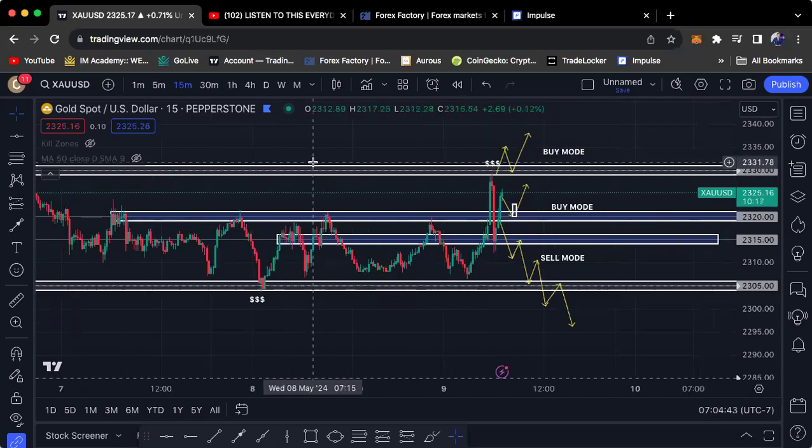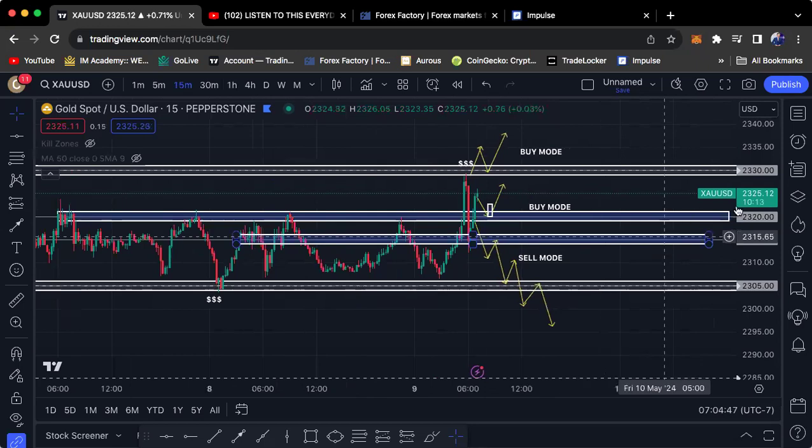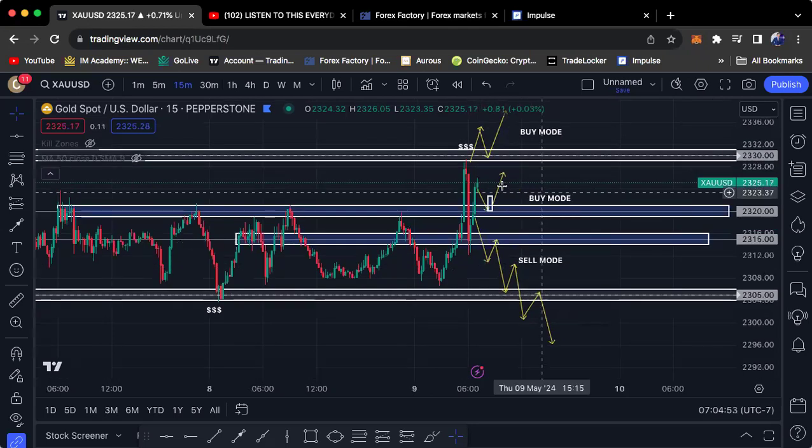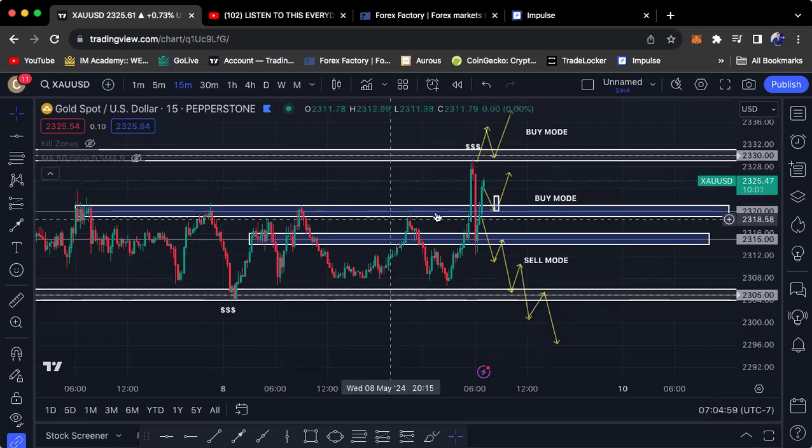It's all market structure, guys. And with gold, it respects these key levels. These are key levels that I marked up. But follow market structure. It used to be there's resistance here. Just wait for that retest and buy up.